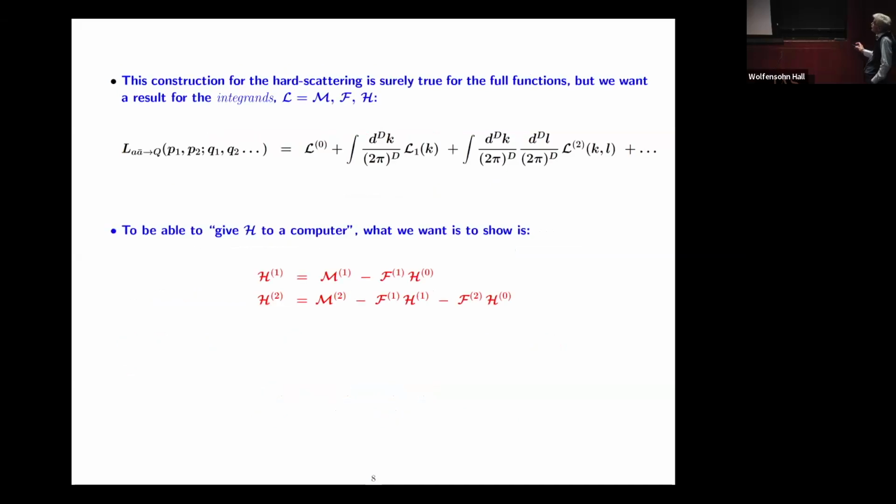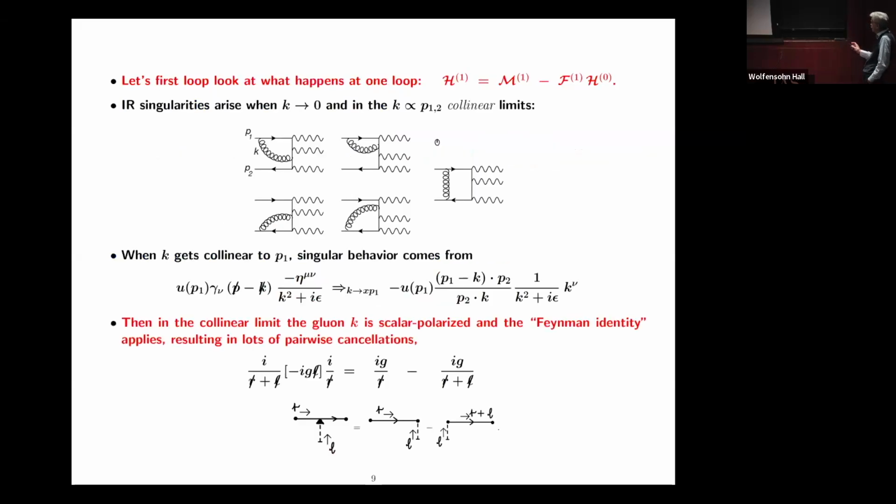And so the idea is the construction for the hard scattering is surely true for the full functions, but we want the result for the integrands. And so to be able to give H to the computer, what we want to show is that this and this are integrable functions in terms of the integrands. And now I'll just take a moment to show you how this actually happens at next to leading order.